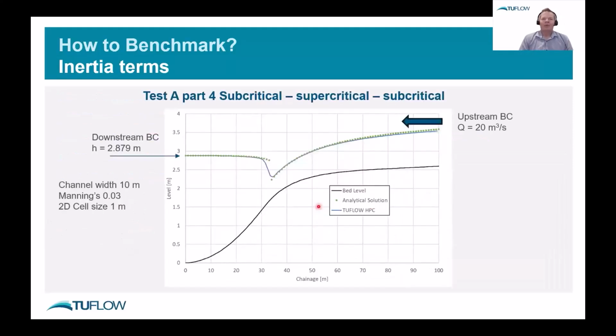And so we've run this with 2-flow HPC for test A part 4, which is a subcritical to supercritical to subcritical flow. The flow is coming from the right to the left. The black line on that chart there is the actual bed level in the model. The green dots are the numerical solution for a given downstream boundary condition, and you can see it transitions through a hydraulic jump there at around about 33 to 34 meters chainage. And then it's supercritical in this region in the middle of the plot, and then upstream it's subcritical again.